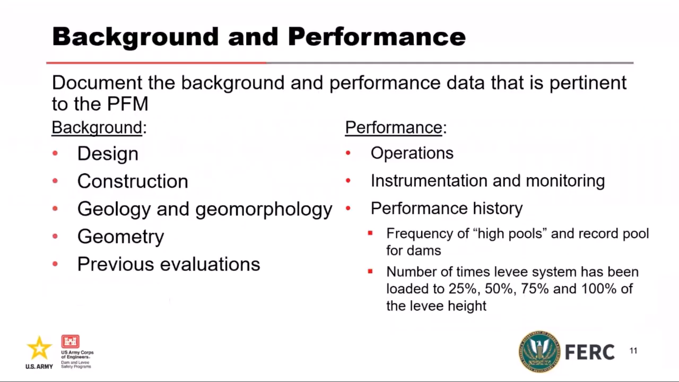So when we're doing that, we're trying to document what performance and what background information is relevant to the failure mechanism we're looking at. It could be some design details you have, some construction photos or construction information, even specifications from the original construction. You should know something about the geology or geomorphology. You should know some of the geometry. And there may be some previous analyses, whether it's seepage analysis or stability analysis, that you can look at. It gives you some background that's related to the failure mechanism you're looking at.